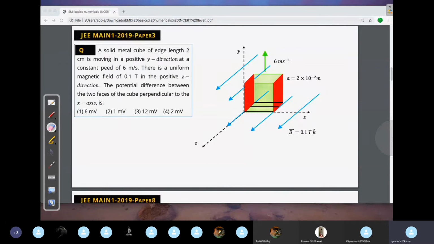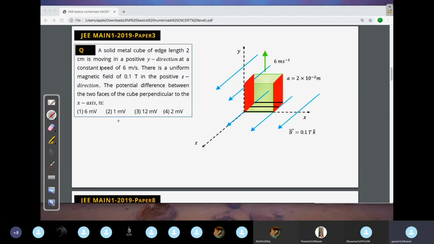Please solve this question. A solid metal cube of edge length 2 centimeter is moving in positive y direction at a constant speed of 6 meter per second. It's a misprint here, it's speed. There is a uniform magnetic field of 0.1 Tesla in the positive z direction. The potential difference at the two faces of the cube perpendicular to the x-axis is the question.